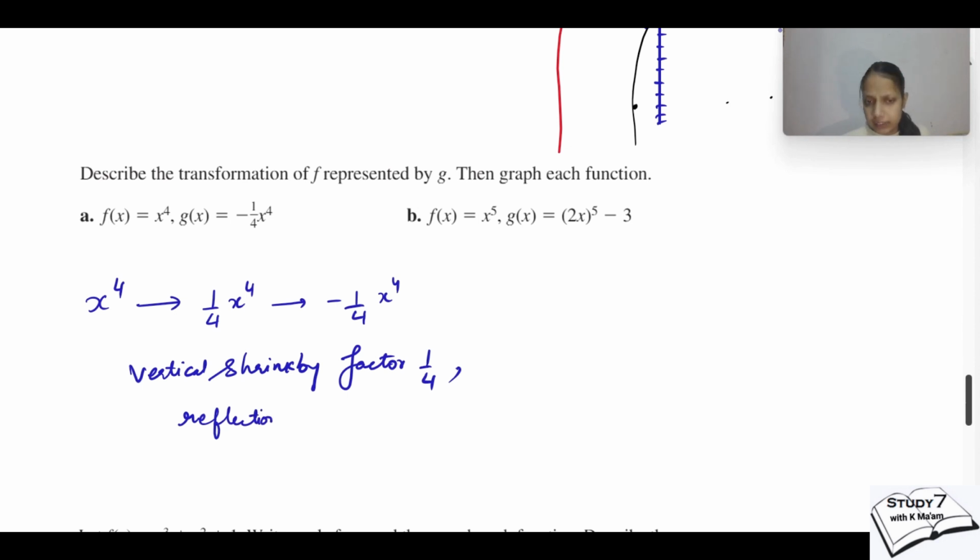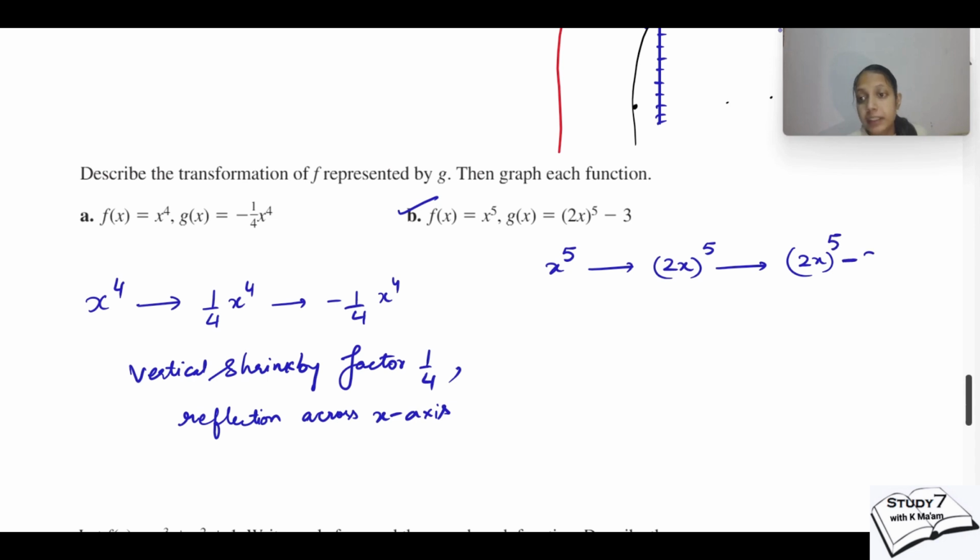Reflection across x-axis, you can say. Reflection across x-axis. You can draw the graph yourself. Okay. In B part, x power 5 was the original term. x power 5 changed to 2x power 5. Then 2x power 5 changed to 2x power 5 minus.